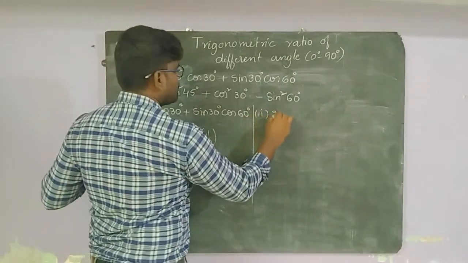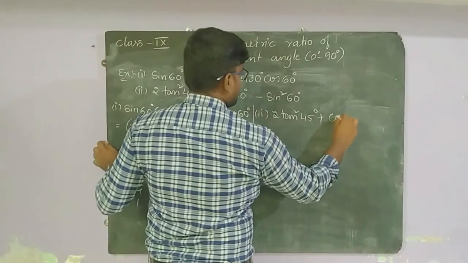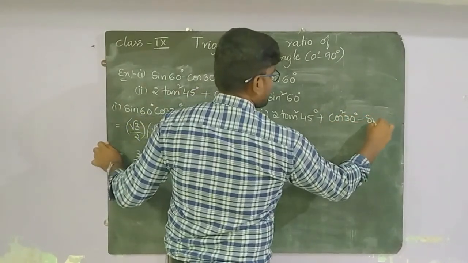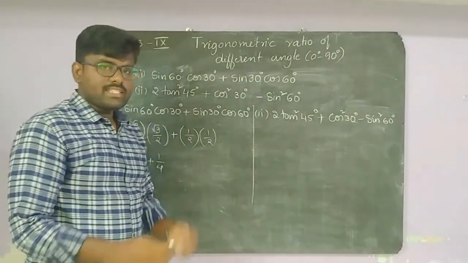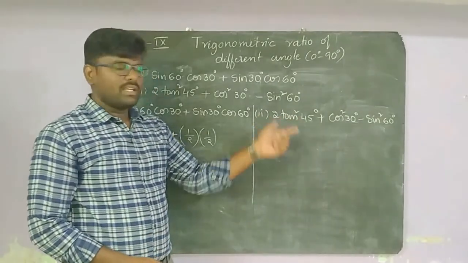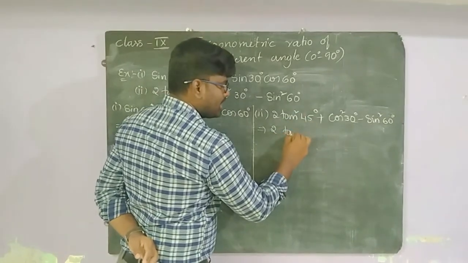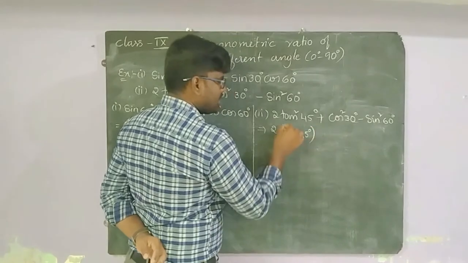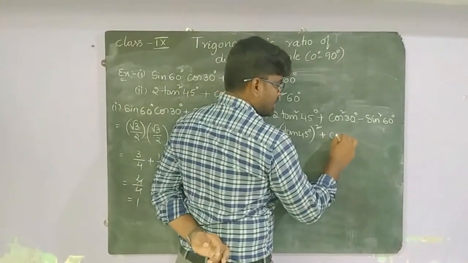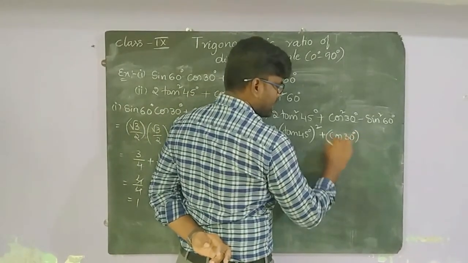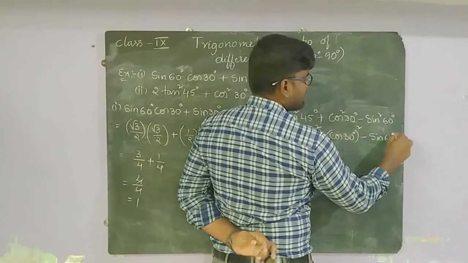What is given? 2 tan square 45 degrees plus cos square 30 degrees minus sin square 60 degrees. Whenever there is a square or cube or any positive power, you can write it accordingly: 2 into tan 45 degrees whole square, plus cos 30 degrees whole square, minus sin 60 degrees whole square.